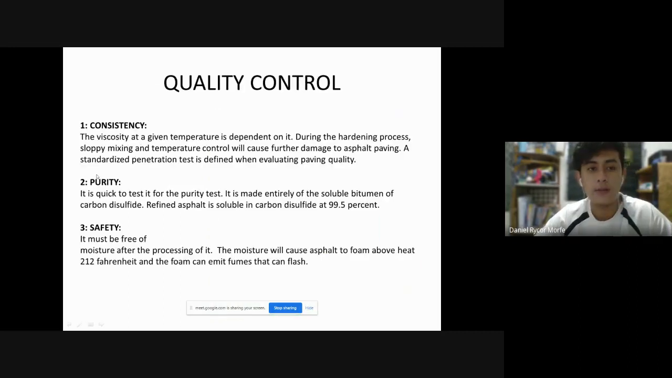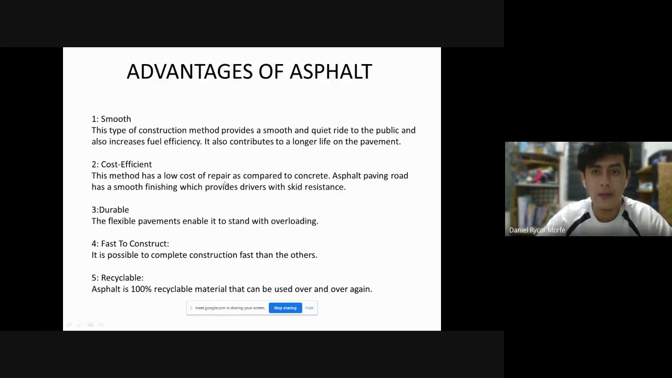So quality control, consistency, the viscosity at a given temperature is dependent on it. During the hardening process, sloppy mixing and temperature control cause further damage to asphalt paving. A standardized penetration test is defined for evaluating paving quality. Purity. To check its purity, refined asphalt is soluble in carbon disulfide at 99.5%. So safety. It must be free of moisture after the processing of it. The moisture will cause asphalt to foam above 212 Fahrenheit, and the foam can emit fumes that can flash.